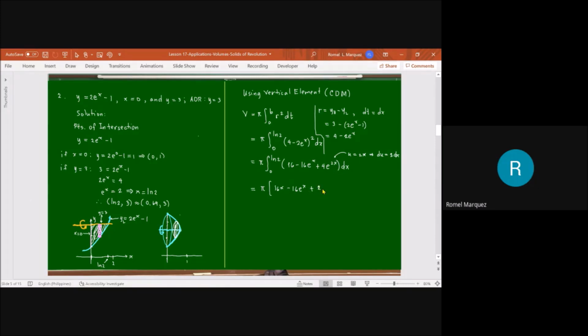It will now be 4 divided by 2, and then times 2 here. So e to the u du now after multiplying by 2. So we now have 2 e to the u, so 2 e to the 2x, evaluated from 0 to ln 2.